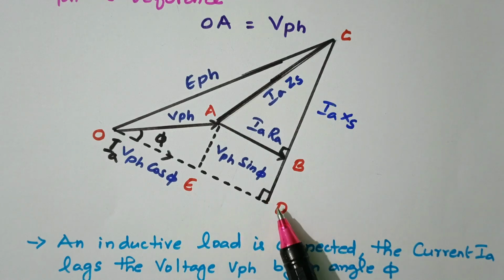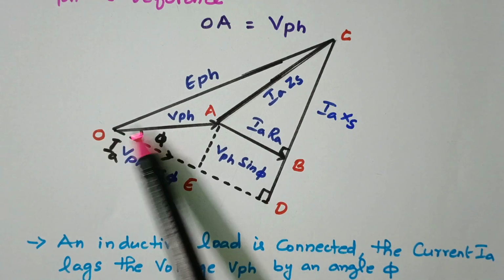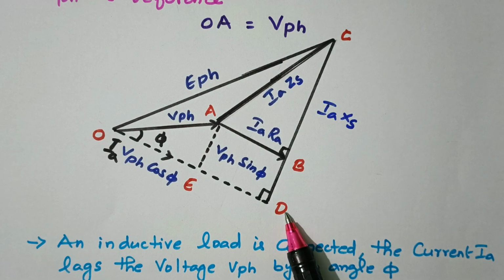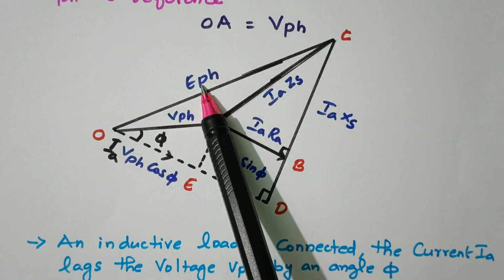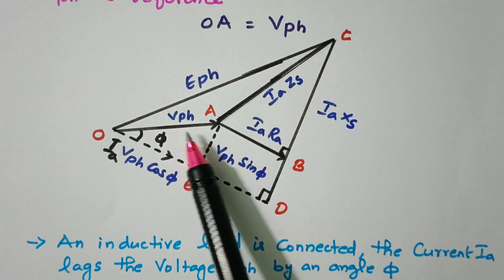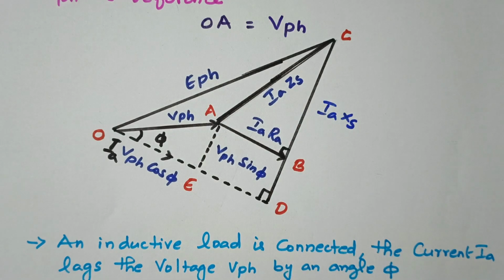So this triangle is extended. Finally we have O, C and D. Right? The final diagram is available. Now finally we have to prove that E phase is the vector sum of V phase and IA ZS. Right. Now we'll see this one by one.